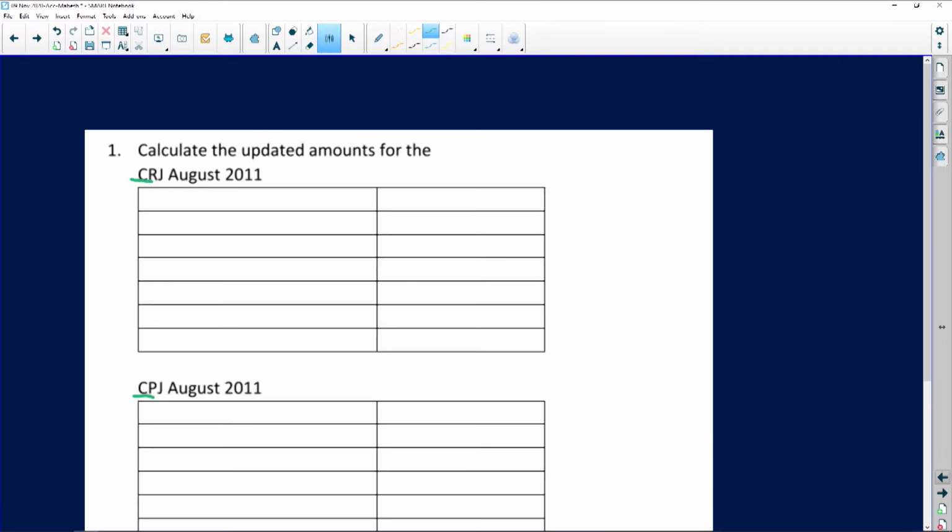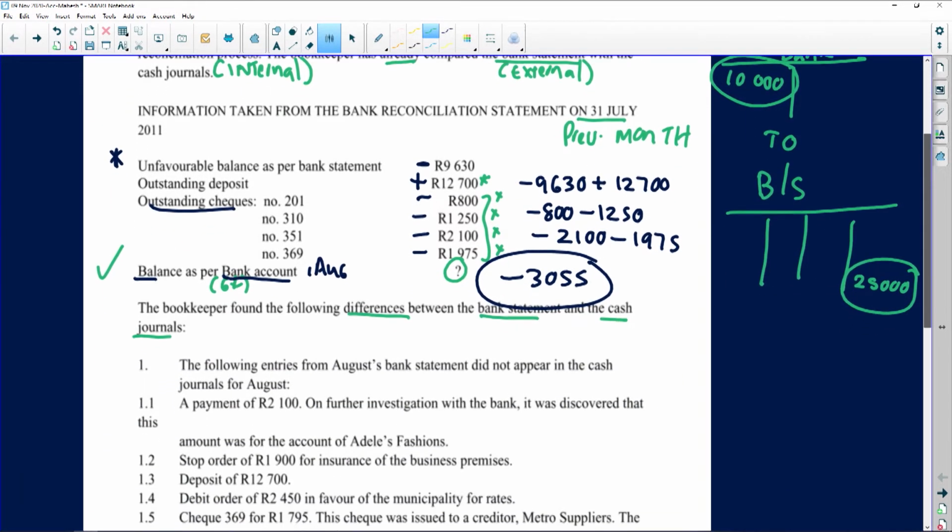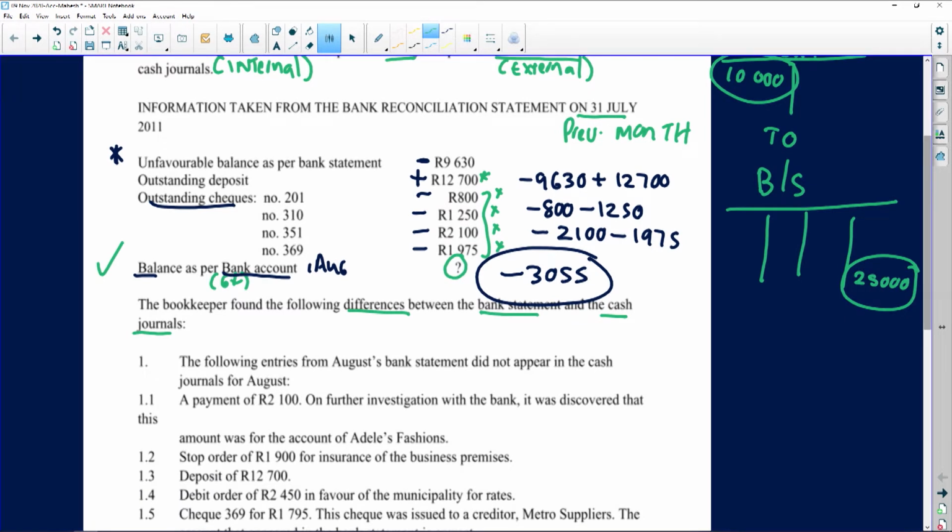Right, so the first bit of information is sorted for now. Let's now move on to the rest of the differences. The bookkeeper found the following differences between the bank statement and the cash journals. The very first difference: the following entries from the August bank statement did not appear in the cash journals for August. In other words, it's already in the bank statement, but for some reason it's not in our records.